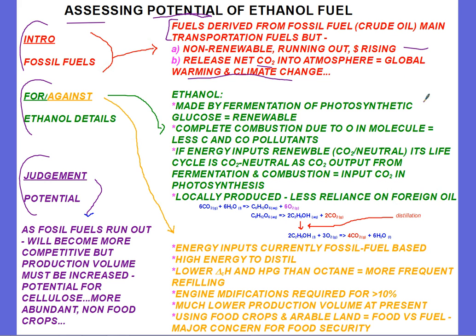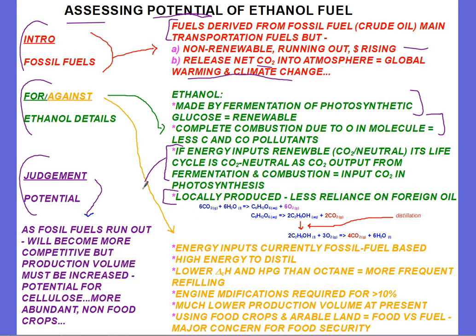You need to say that ethanol is made by fermentation of photosynthetic glucose, therefore it's renewable. It's got more complete combustion due to the oxygen in the molecule, which means you get less carbon and carbon monoxide pollutants. If your energy inputs are carbon dioxide neutral and renewable, that means the whole cycle is theoretically carbon dioxide neutral. We'll talk about that in a second. And also, being locally produced, you've got less reliance on foreign oil.